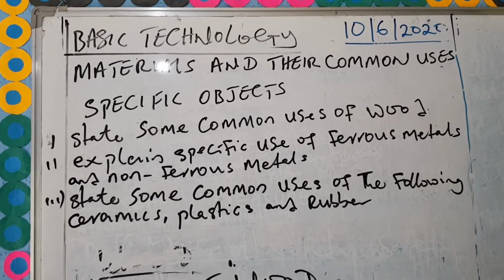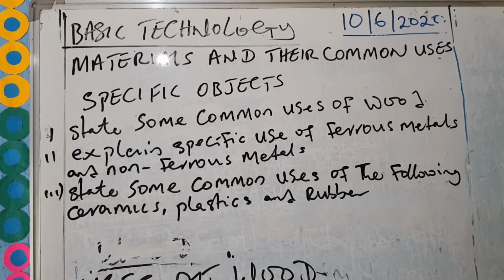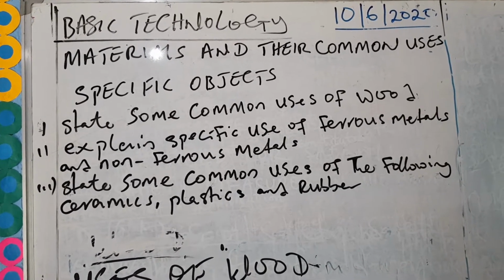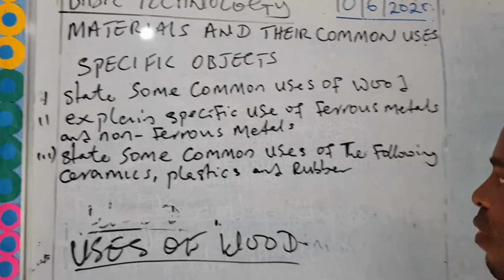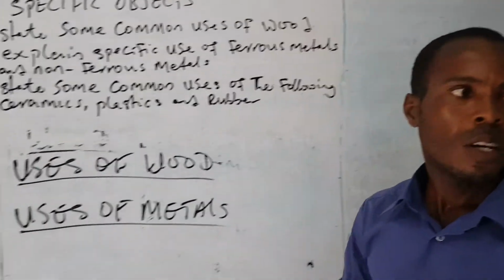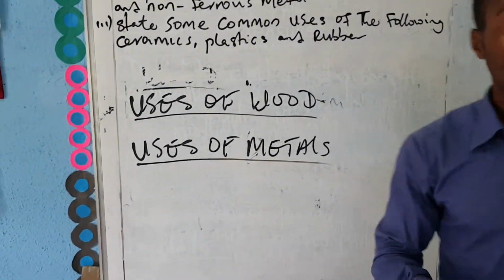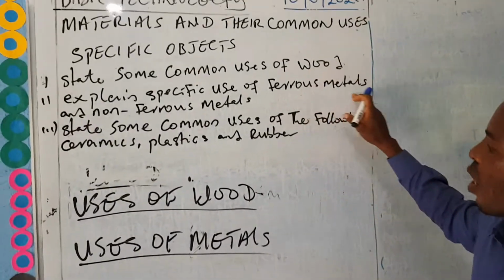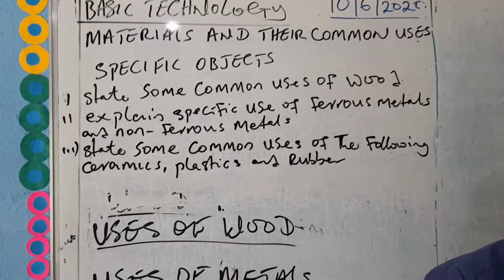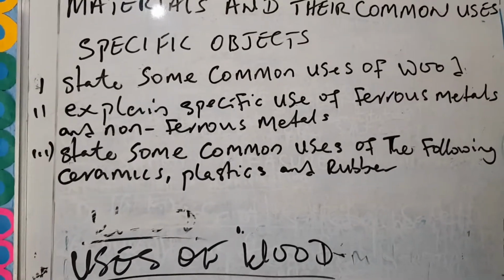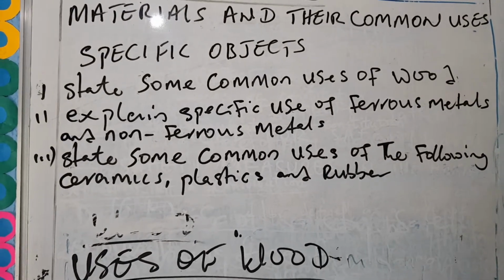Now we have another one. Steel is used for making nuts and bolts. Alright, we have the next one, the cast iron, which is an example of ferrous metals. What are the uses of cast iron? Number 1, we have the brake drums. Cast iron is also used in making machine handles.